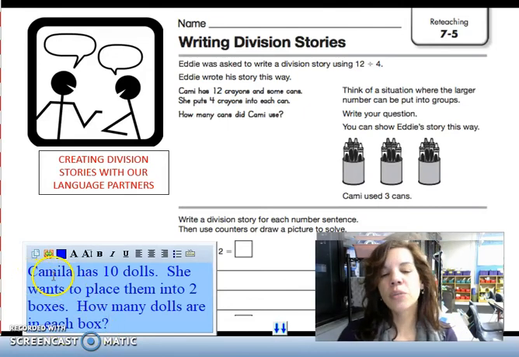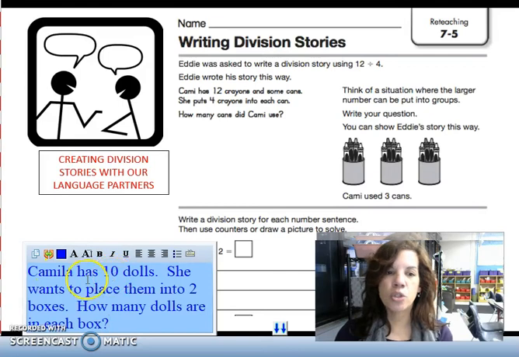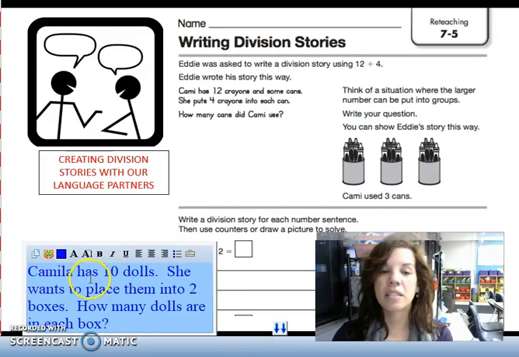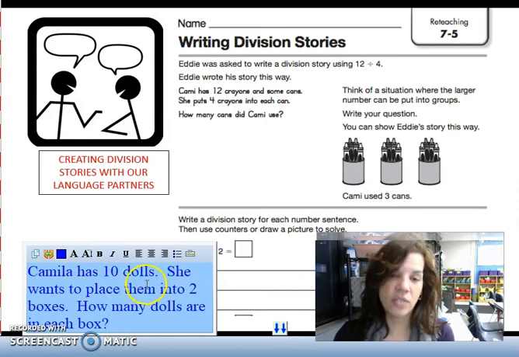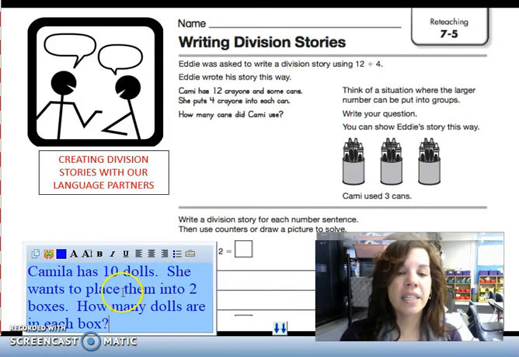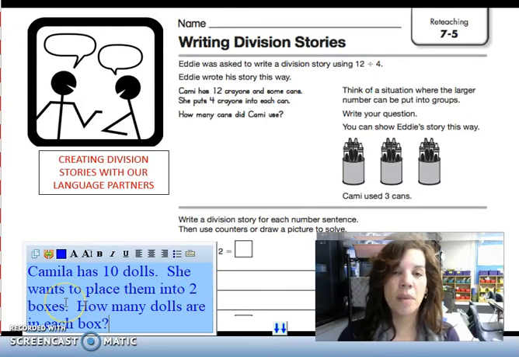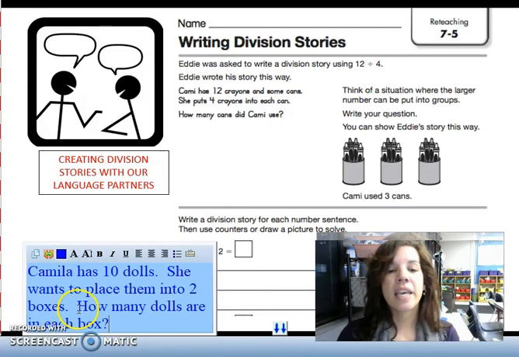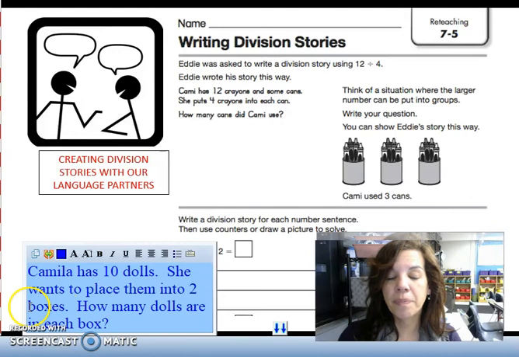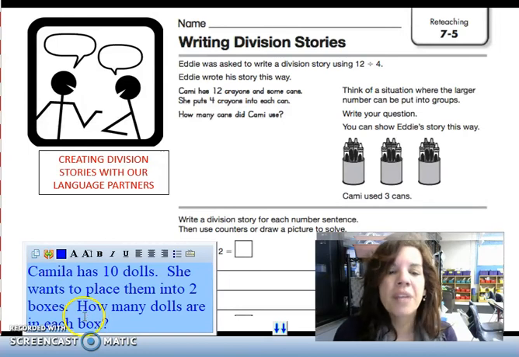All right, so in this case, we kept the subject and predicate super simple. We just said Camilla has 10 dolls. You can say Camilla has a collection of 10 dolls. That's fine too. She wants to place them into 2 boxes. Remember, it was either a baggie, boxes, or sacks. In this case, the situation to divide is to place them into boxes. And then finally, you must ask the mathematician who is solving this problem a question. How many dolls are in each bag?